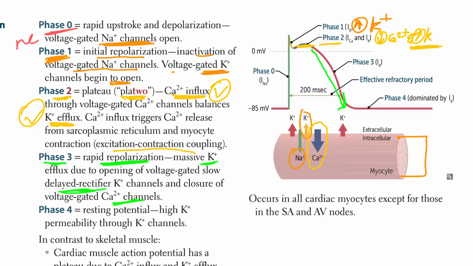So what are they trying to say here? They're saying in simple words that you have massive potassium efflux. So a lot of potassium is just going to go out. One thing. On top of that, you have closure of the same calcium channels. So calcium channels are just closed. So all you have is just potassium going out. When potassium goes out, you are going into repolarization.